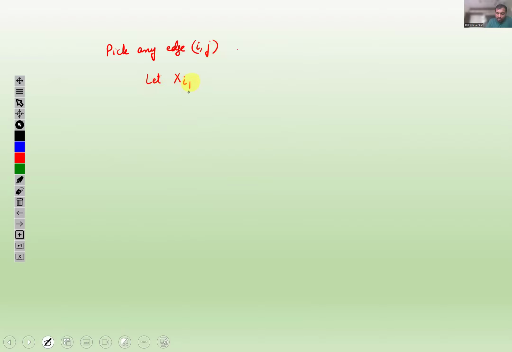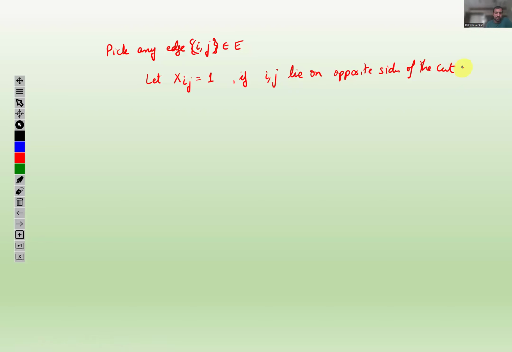And let xij equal to 1. It's an undirected edge. Lie on opposite sides. And we'll try to analyze what is the value of this, what is the expected value. Now, how do I analyze this? So I'm just doing one edge at a time.